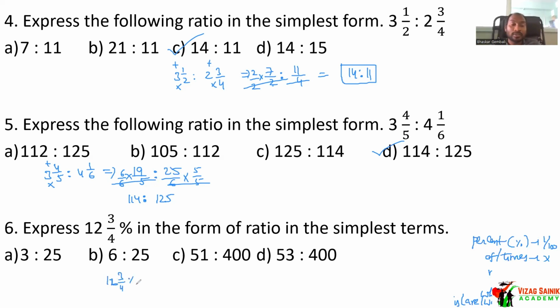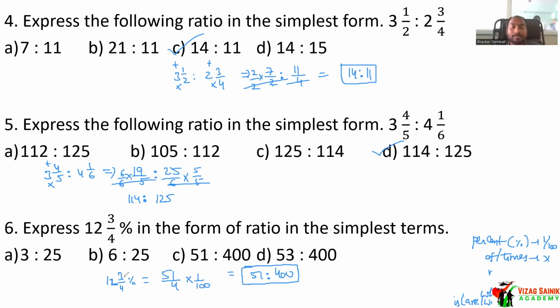Look, now express 12 3/4%. 12, 3 by 4 percent. So 4 into 12, 48. 48 plus 3, 51. 51 by 4 into 1 by 100. Why are we writing 1 by 100? Because we are converting that percent into a ratio. Percent, so in that place we write the value 1 by 100. Which is nothing but 51 is to 400. Because 51 is in the table of 3, but 400 is not divisible by 3. So there are no remaining factors, so no common factors. So the answer will be 51 is to 400.